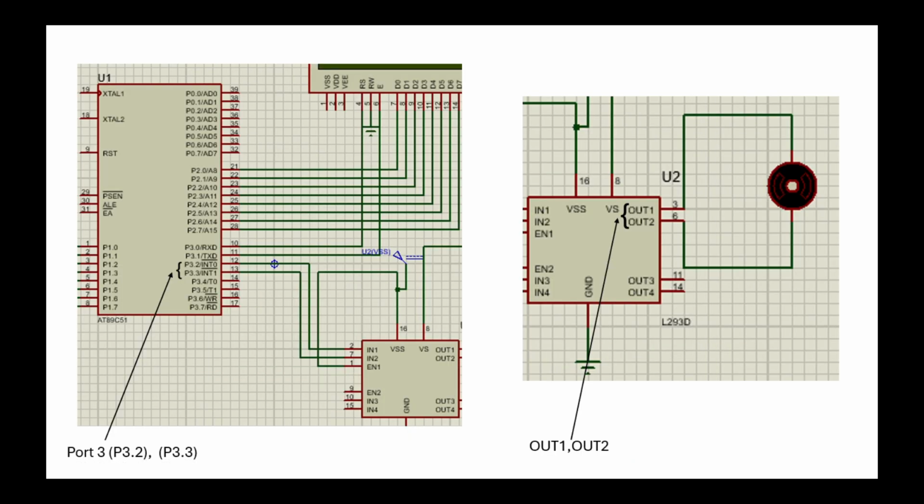Port 3, P3.2 and P3.3 are connected to IN1 and IN2 of the motor driver to control the motor direction. And the output of this IC is connected to the motor to simulate door movement. This is the program used for the simulation of the circuit.